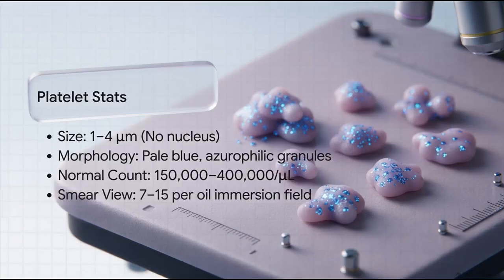Those resulting platelets or thrombocytes come in various shapes and measure a tiny 1 to 4 micrometers. They don't have a nucleus at all. They appear pale blue and are heavily packed with eosinophilic granules. For the BOC, you absolutely must memorize the normal peripheral blood count, 150,000 to 400,000 per microliter. On a perfect smear slide, that visually translates to about 7 to 15 platelets per oil immersion field. And remember, 70% are circulating while the other 30% are safely stored in the spleen.